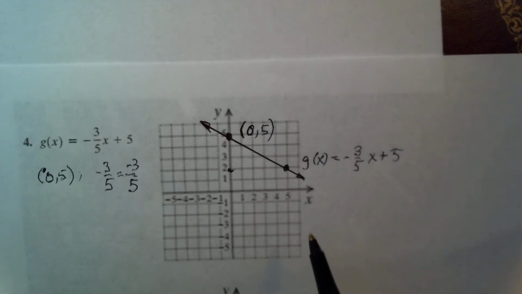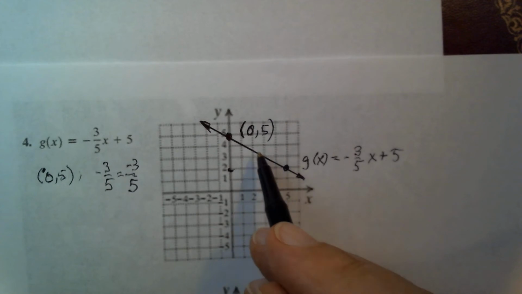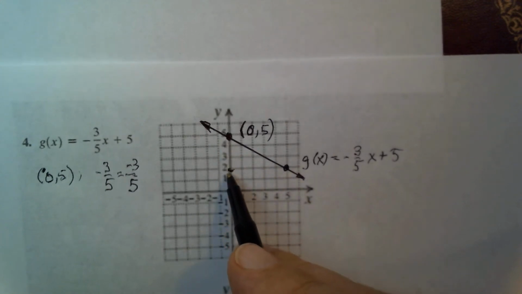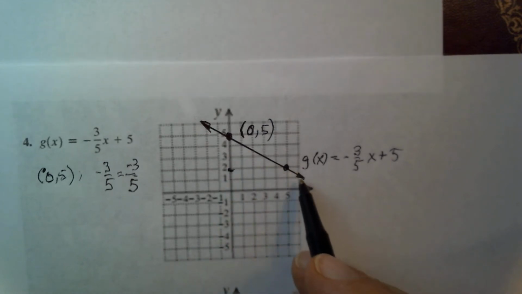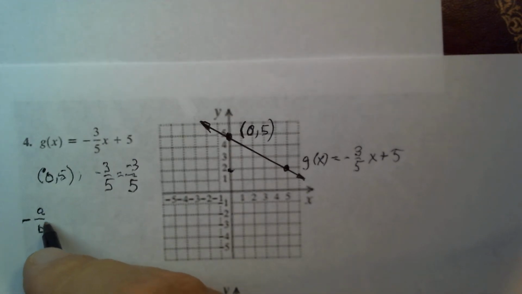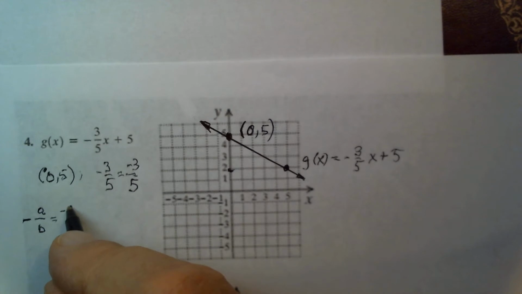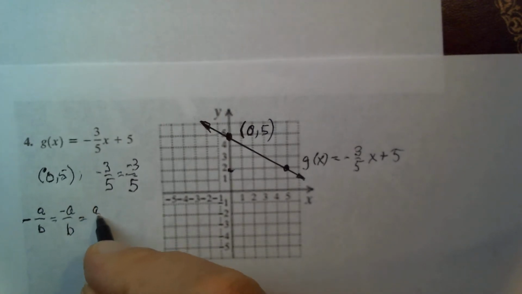So now here we have the graph of g of x, where we started at the y-intercept, 0, 5. We had a negative rise of 3, a positive run of 5. Here's our second point. We connect the 2 dots with a line, and that's the graph. Now, what I've done here is I used the principle that minus a divided by b can be written also as a divided by negative b.